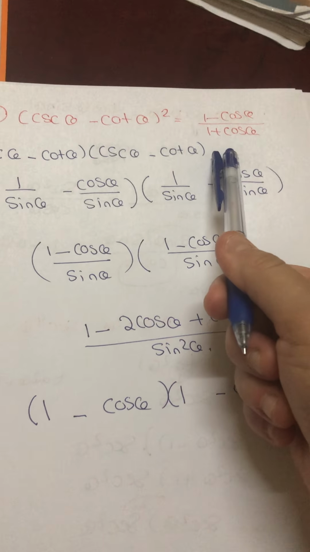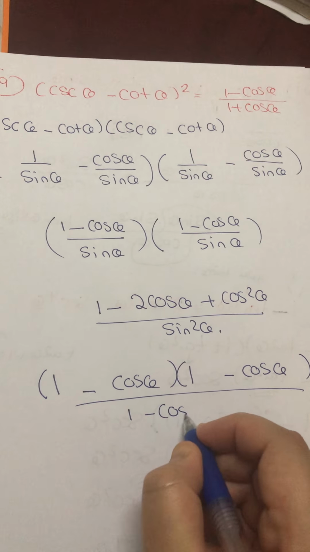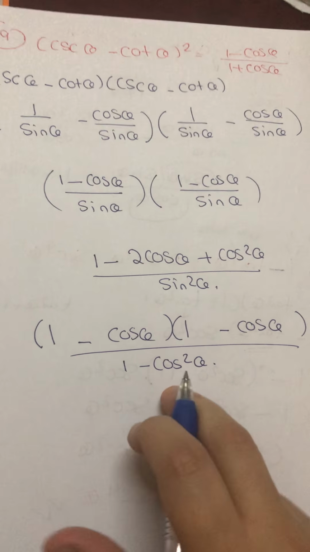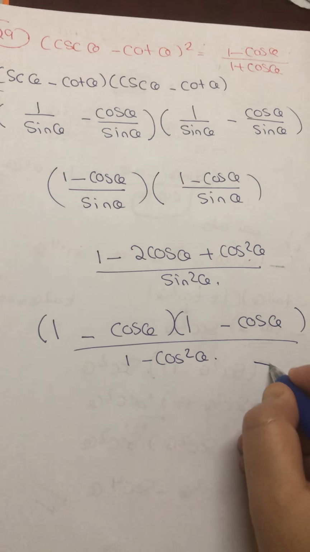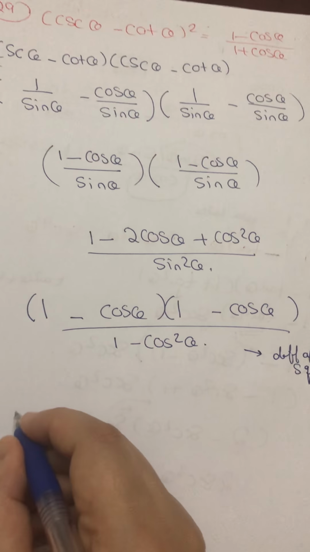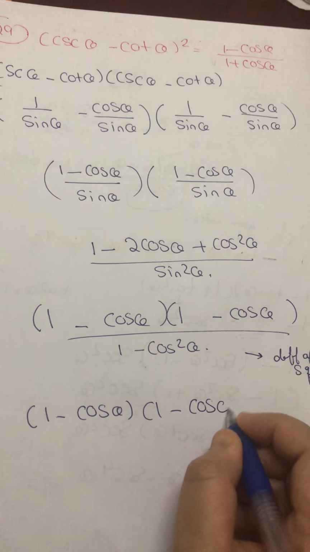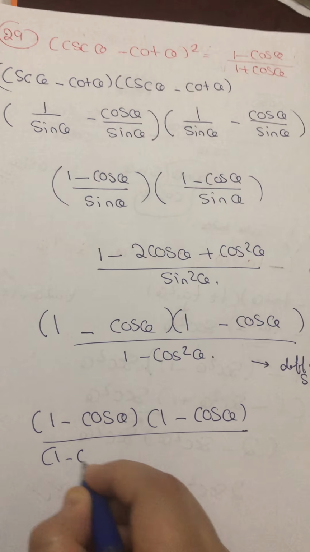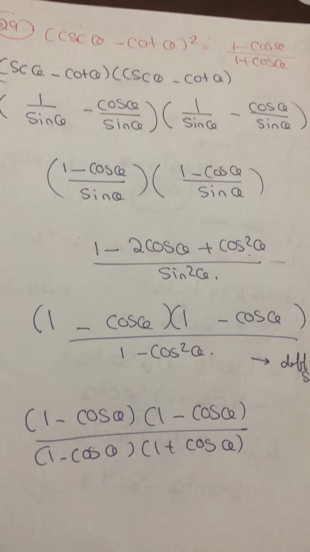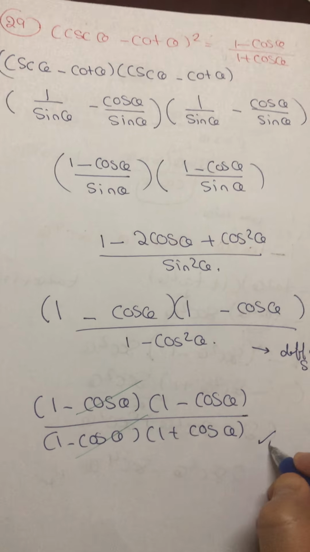I'm seeing here it's full of cosines, so it's better now to change it to 1 minus cosine squared theta. And you could have done this in one step and changed this to 1 minus cosine theta, 1 plus cosine theta, because this is difference of squares. So now I have 1 minus cosine theta times 1 minus cosine theta over 1 minus cosine theta and 1 plus cosine theta, and I'm seeing the answer now. If I cancel this with this, I am gonna get the answer.